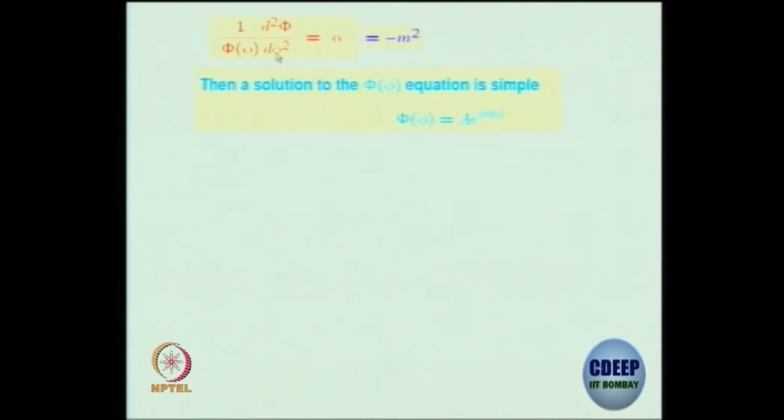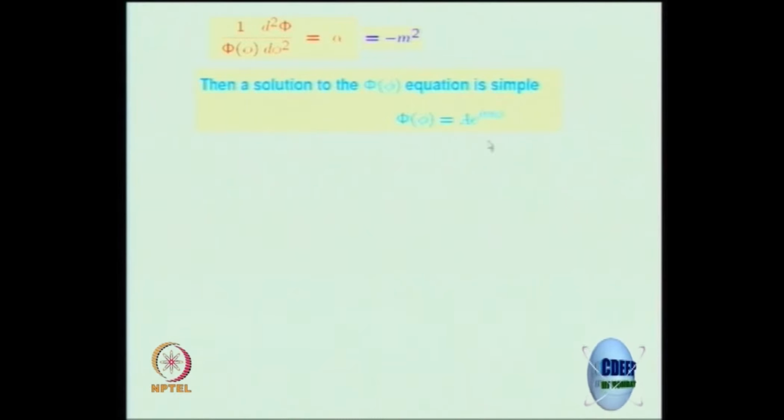Equivalently, you should also know that this phi is an angular coordinate. Phi goes from 0 to 2 pi. Suppose I put phi to be 4 pi, it should be the same as the 0 coordinate or the 2 pi coordinate. That will fix for me that this m cannot be fractions. m has to be integers.